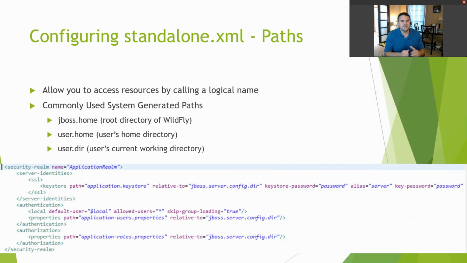Okay. Next thing I'll point out, in the standalone XML file, you'll have paths, which are very useful tools for accessing resources that you don't necessarily know the exact file path to. So you can set that up, you can create a logical name, you can make your own paths, and you can also use system generated paths that Wildfly produces for you. And those are some examples there.